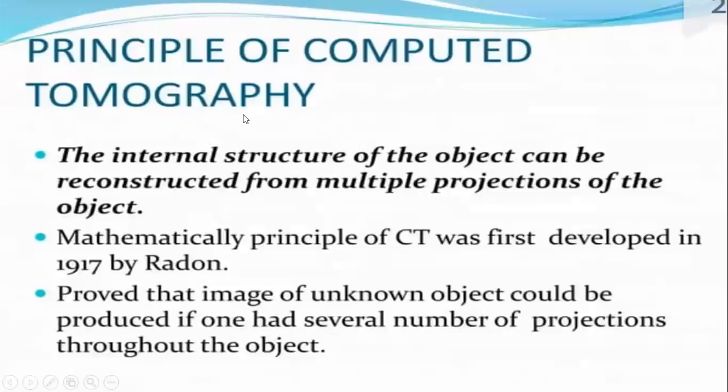A principle of computer tomography. The internal structure of the object can be reconstructed from multiple projections of the object. Mathematically, the principle of CT was first developed in 1970 by Radon. He proved that an image of an unknown object could be produced if one had a number of projections through the object.